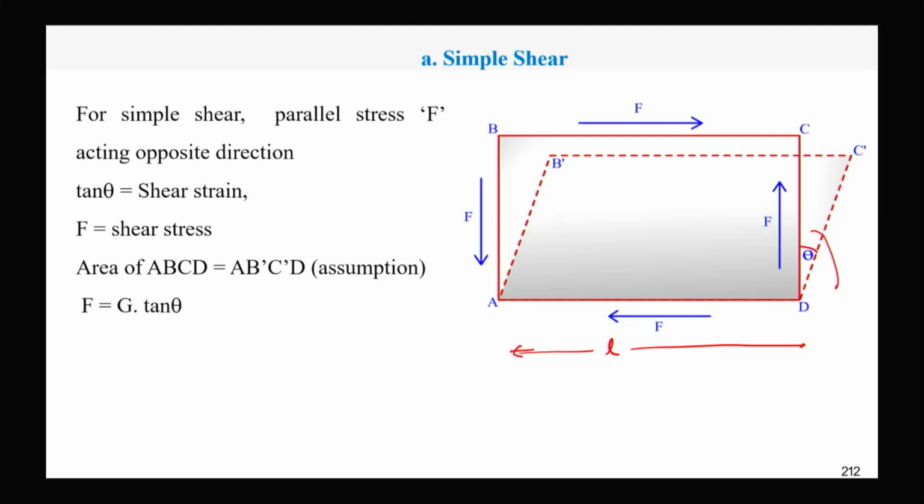And shear rigidity is the ratio of shear stress by shear strain, F by L divided by tan theta, which equals G, where G is the shear rigidity. So G is the shear modulus.